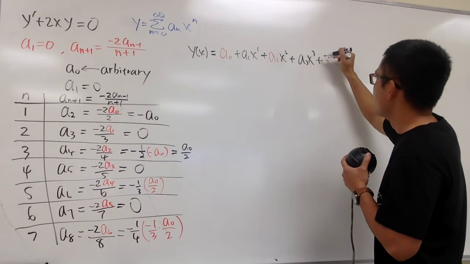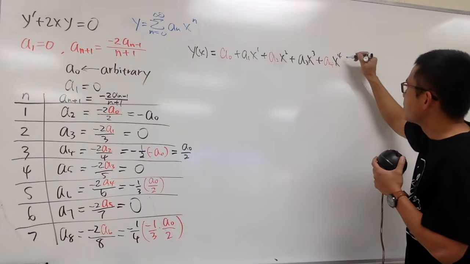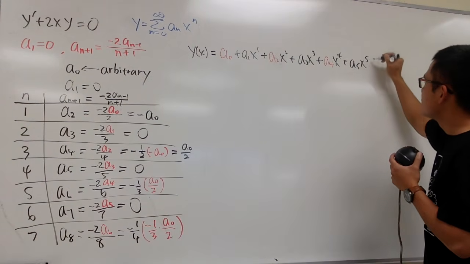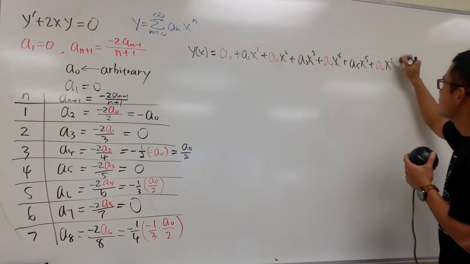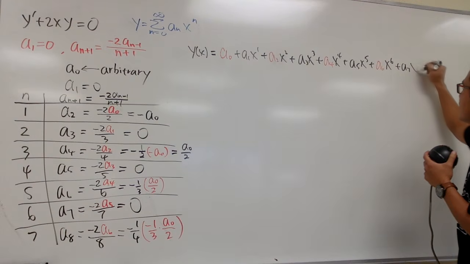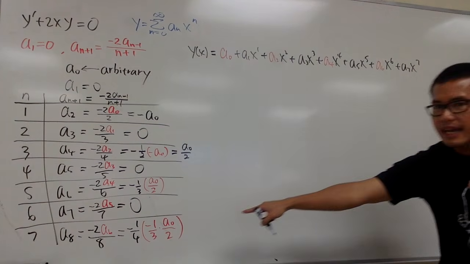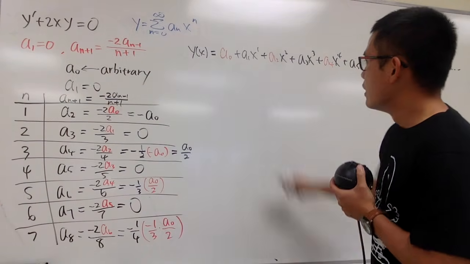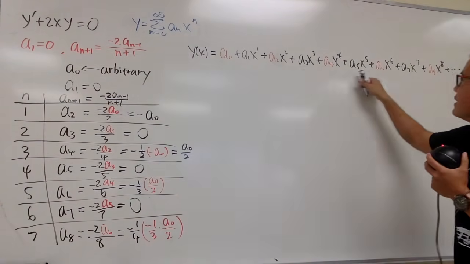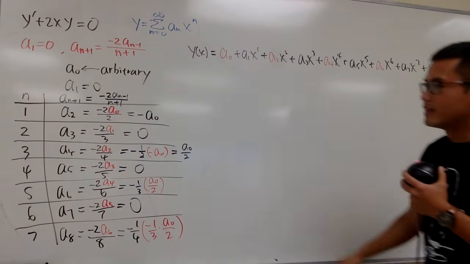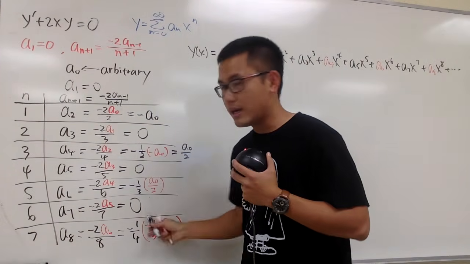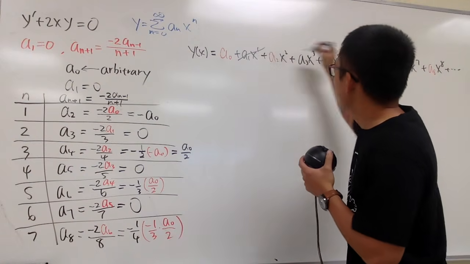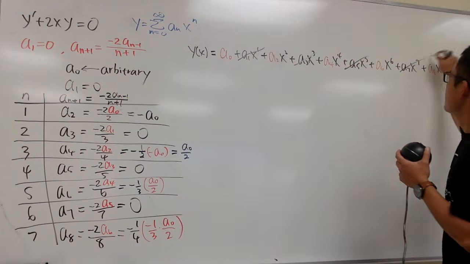And let me just write down a few more for you guys. a4 x to the fourth power plus a5 x to the fifth power plus a6 x to the sixth power plus a7 x to the seventh power. And then we also have a8, so we will also write that down. a8 x to the 8th power, and of course it keeps on going forever, right? And now you know a1, a3, a5, a7, they are just zeros, right? So these terms don't matter anymore, right?